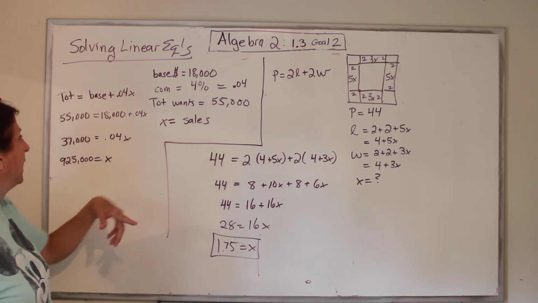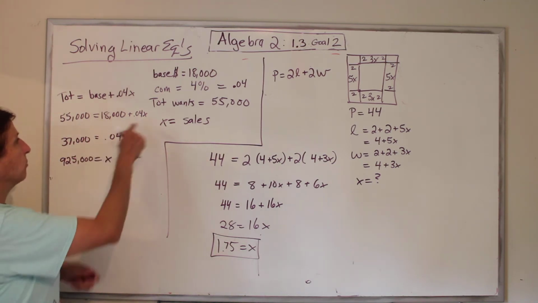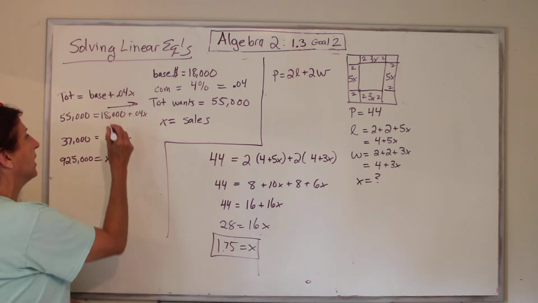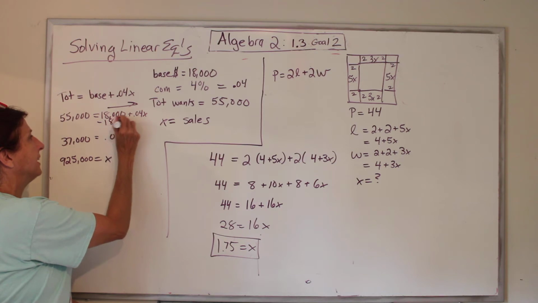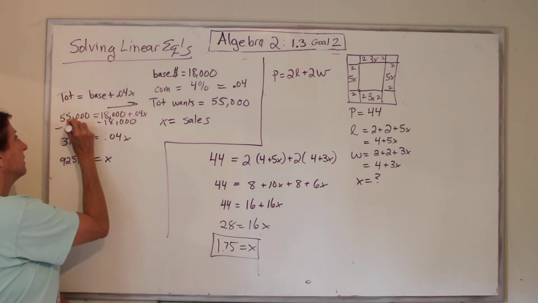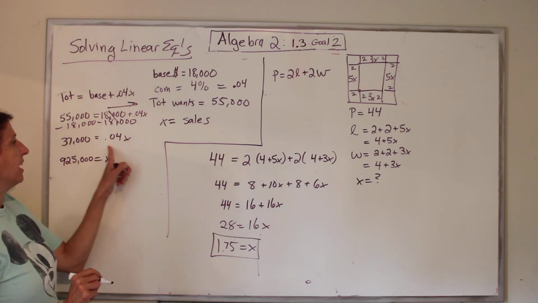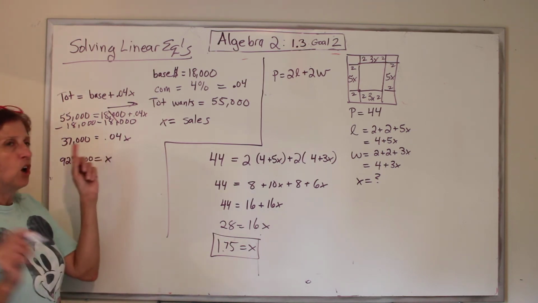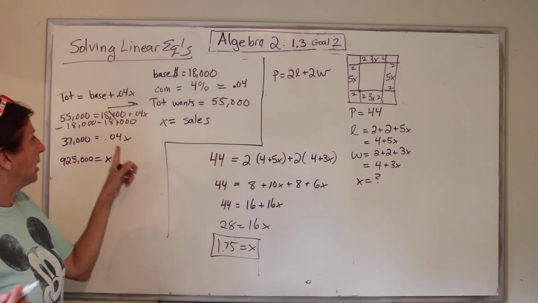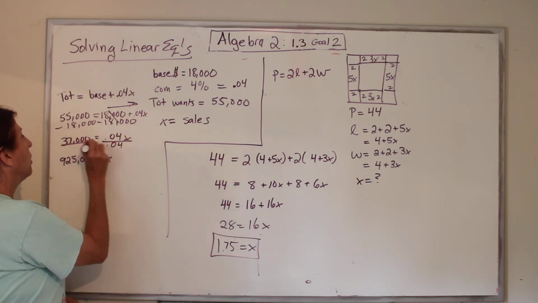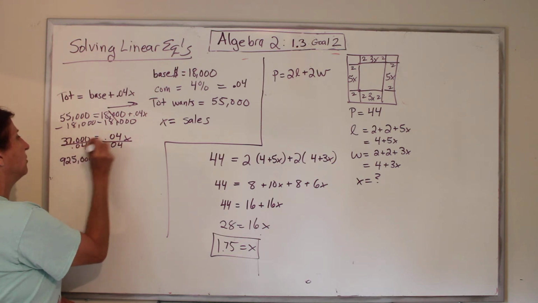That's our unknown. Now I'm going to say, why is x not alone? It's got a plus 18,000 and a 0.04x. So I'm going to subtract 18,000 from both sides. These cancel out, and I get 37,000 equals 0.04x. Why is x not alone? It's being multiplied by 0.04. So what's the opposite? Divide by 0.04. What I do to one side, I do to the other.